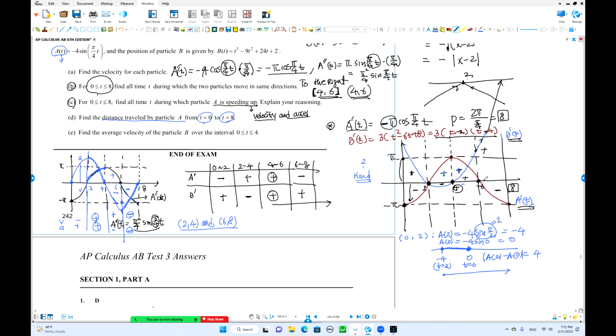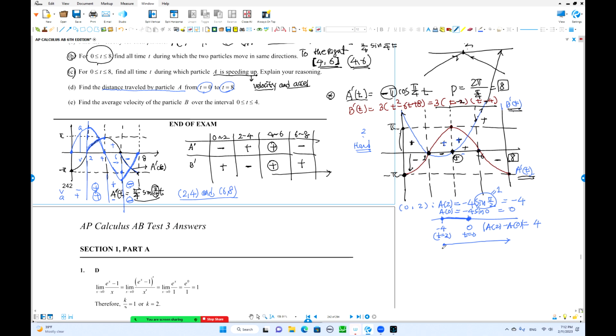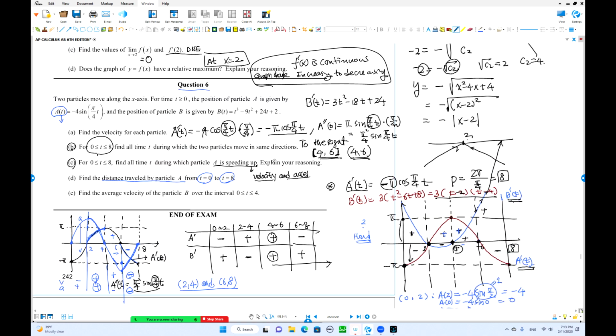A to the what? T equals 6 is how much? You can plug that in. So each one is A, right? Put this number, 2 to 6. A to the 6 equals negative 4 sine t. When t is 6, what is it? 6 pi over 4, right?